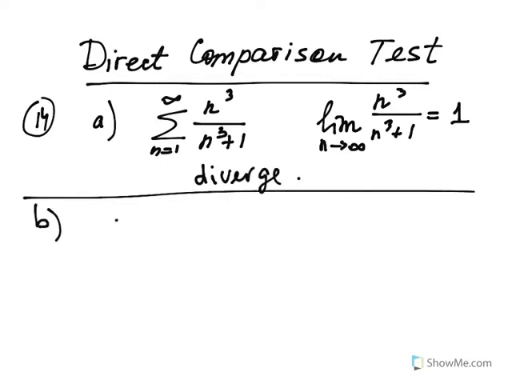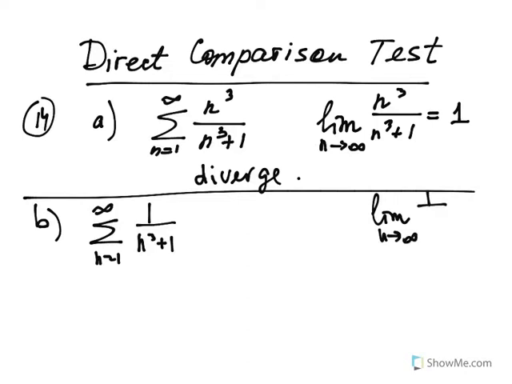B. 1 over n cubed plus 1. When you apply the nth term test, you get 0 as n approaches infinity, so that means it is a candidate. So now let's apply the direct comparison test.